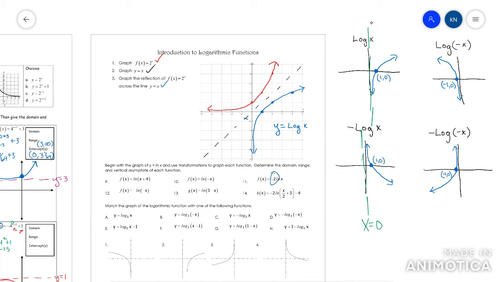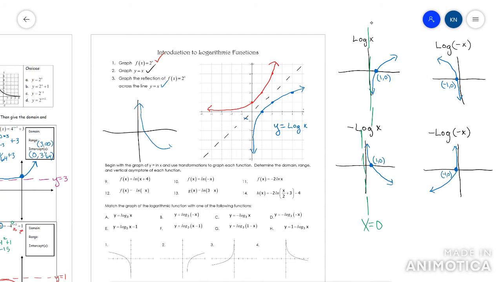All right, number 11. Now they threw a negative out in front as well as a vertical stretch, but I don't really care that much about that vertical stretch. I care about that negative out in front, because what that's going to do is it's going to reflect it across the x-axis. So instead of it looking like this, well, now it's going to reflect across the x-axis. So it's going to go down like this. All right. And so this one would just take this shape right here, just like this.